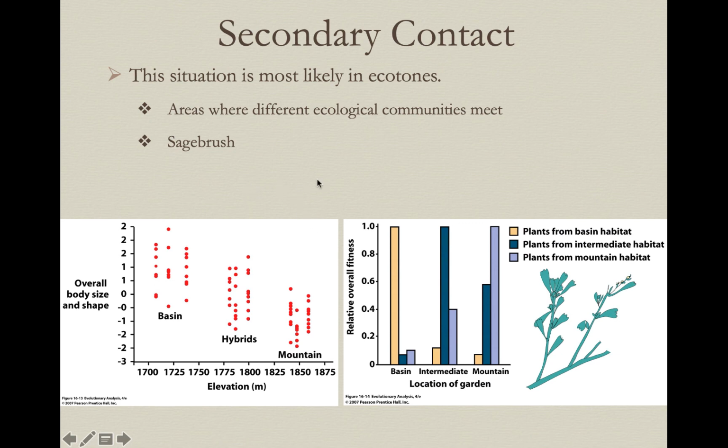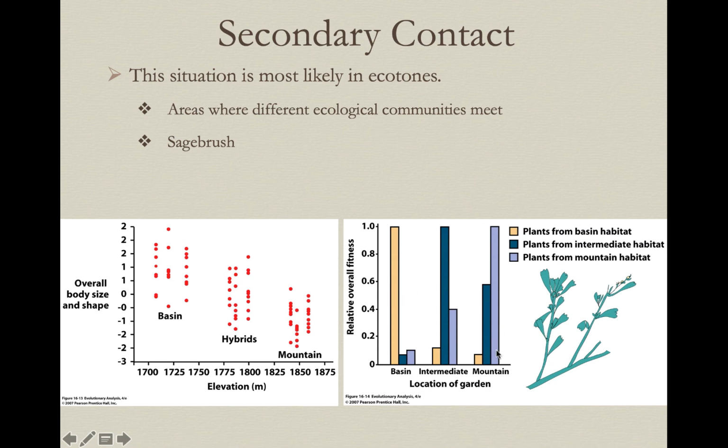Here's an example of this, looking at lowland sagebrush and higher elevation sagebrush. So in the basin, we see that plants in the basin habitat do the best there. They have the best fitness if they are artificially placed with the intermediate species and the mountain species. The others can live there, but they don't have nearly as high fitness in that lower elevation habitat compared to the plants that have evolved adaptations to that lowland habitat.